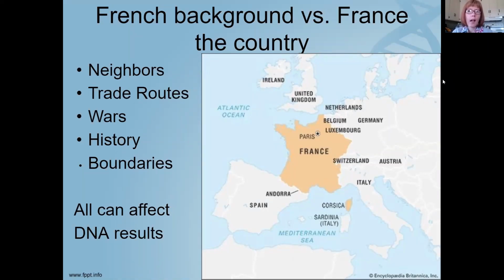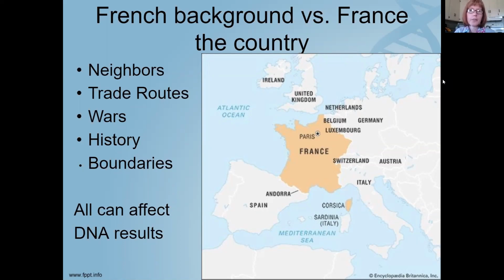So all of those things affect your ethnicity estimate: who the neighbors are, what the trade routes were through there, the wars, the history of the area that is now France, the country, the boundaries. So it's a lot more complicated than people might think. So just keep that in mind.